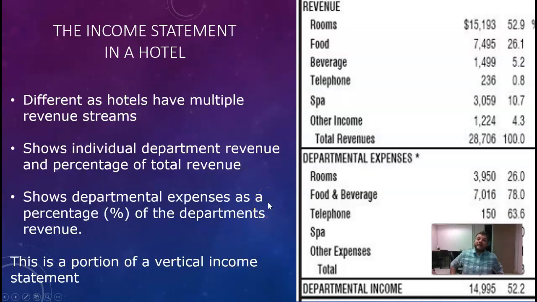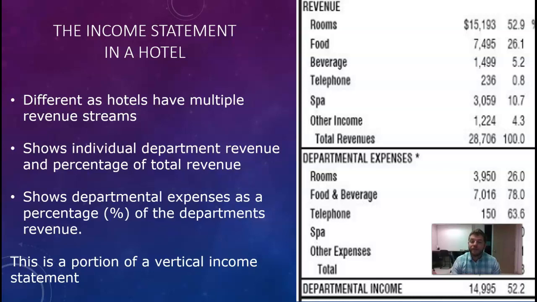This is an income statement in a hotel. It's a little bit different because hotels have multiple revenue streams. Again, we did look at that already. So rooms, food, beverage, spa. They could have rental programs. It could be a ski hill, so they have the rentals for the skis as well as the chairlifts.